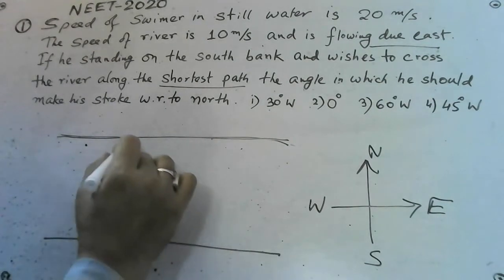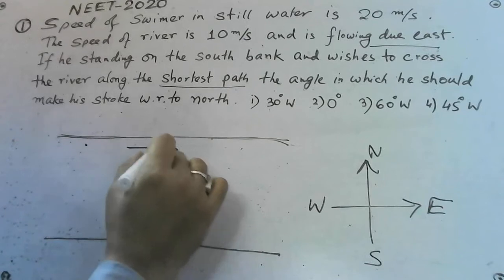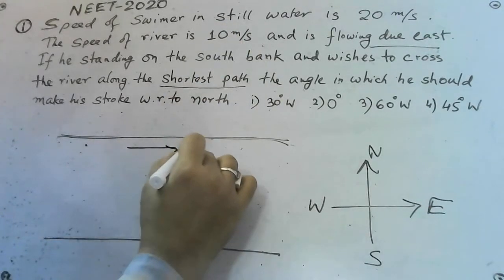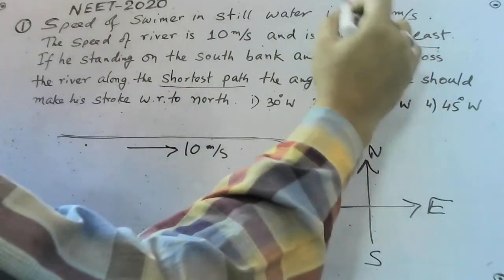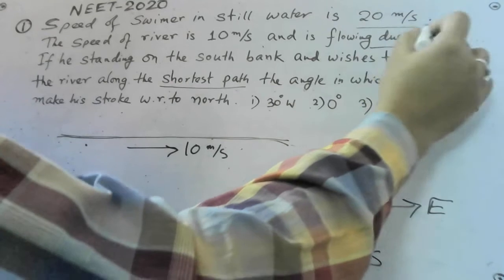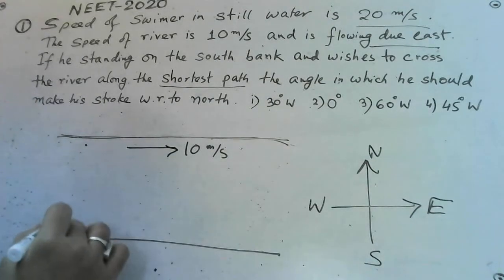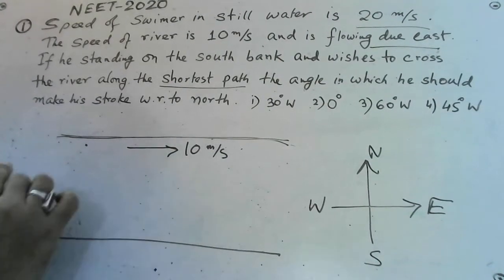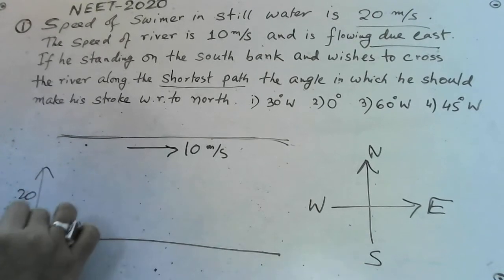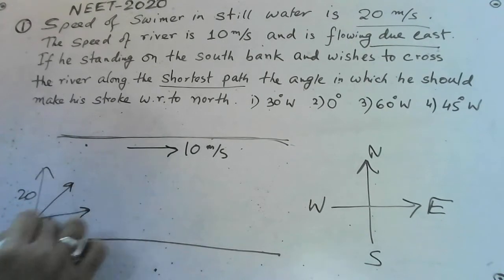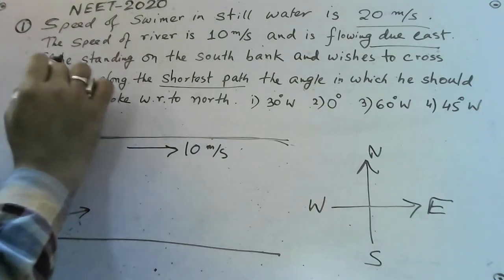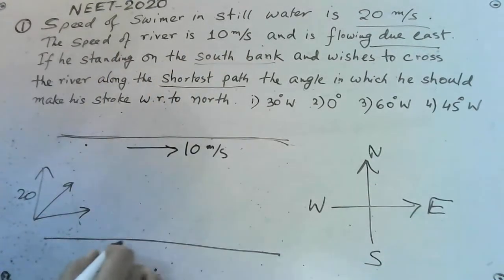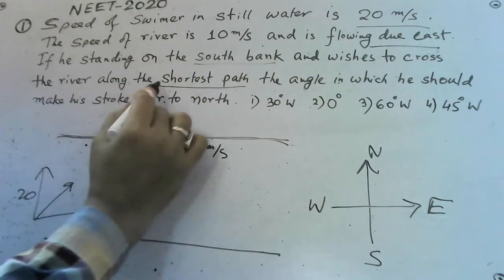So the river is flowing in the east direction with 10 meter per second. And a swimmer in still water can swim 20 meter per second. So he can swim in any direction, maybe 20 meter per second in this direction. Whatever direction he chooses, he can move in that direction. But my question is, he is standing on the south bank and wishes to cross the river along the shortest path.